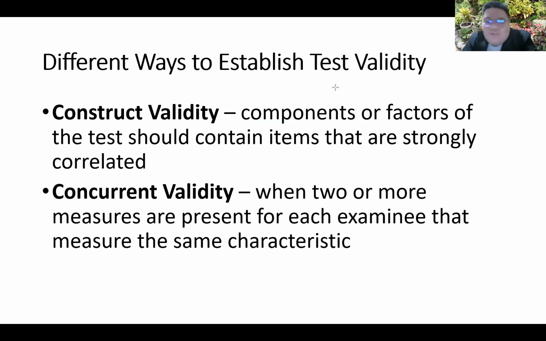Now, concurrent validity. Pag sinabi natin concurrent, ibig sabihin may nagsasabay. Ibig sabihin class, 2 or more measures are present for each examinee that measures the same characteristics. Okay? Ibig sabihin class, kahit exam 1, exam 2, measure 1, measure 2 yung gamitin, the same yung results.